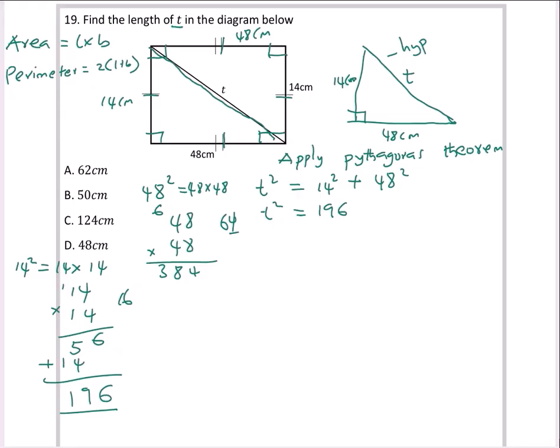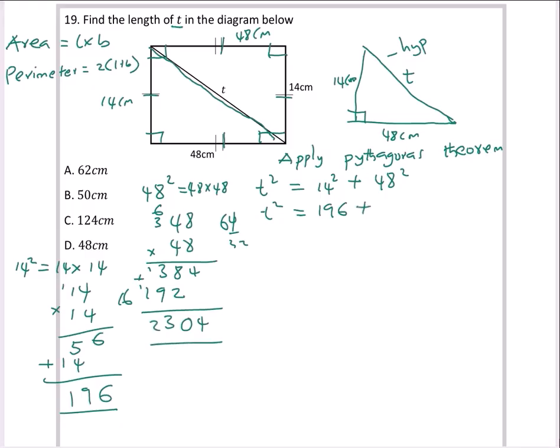Then 4 times 8 is 32. Right? 4 times 8 is 32. So write 2 here, carry 3. 4 times 4 is 16, 19. That's this. So let's add them up. Here is 4. 8 plus 2 is 10. So write 0, carry 1. 1 plus 3 is 4. 4 plus 9 is 13. So 3 carry 1. And then 1 plus 1 is 2.